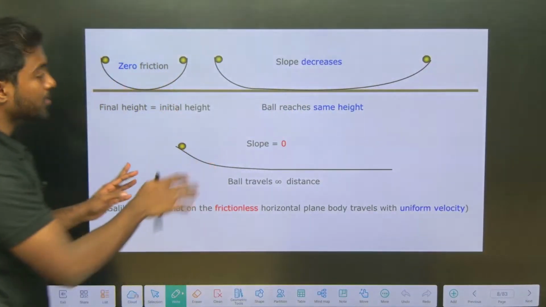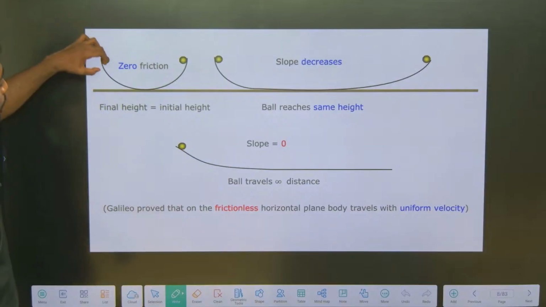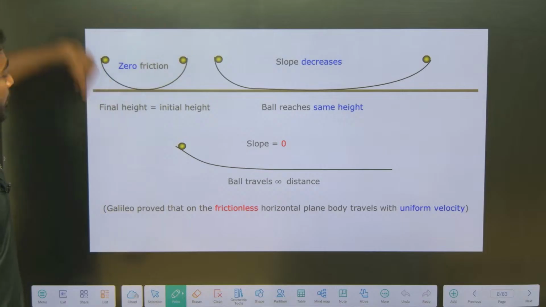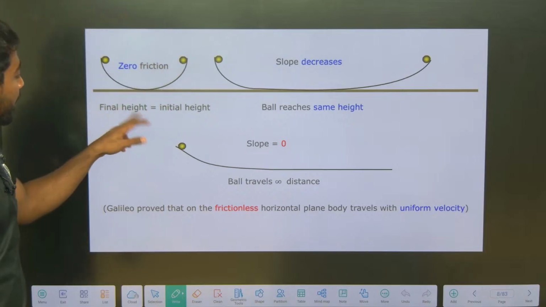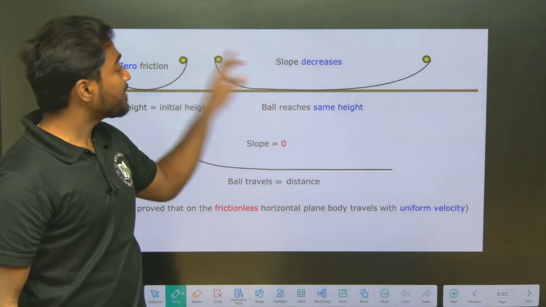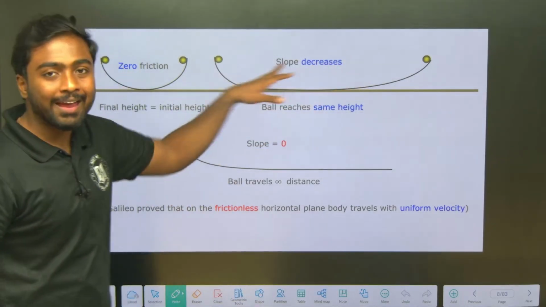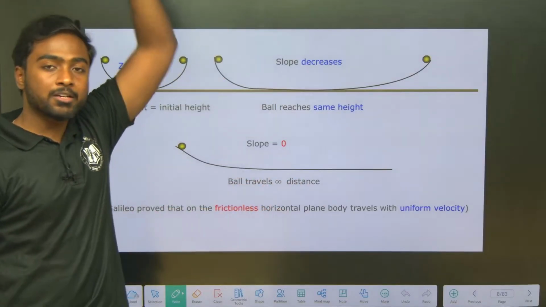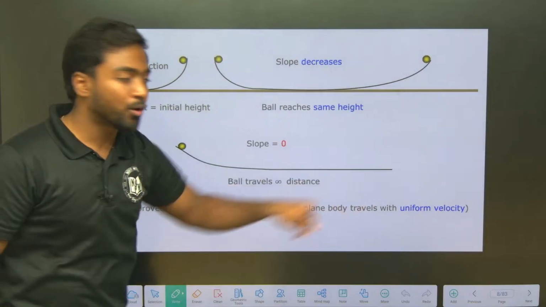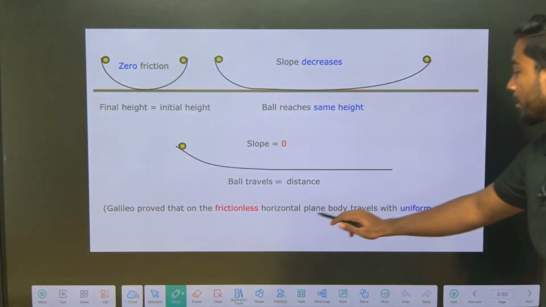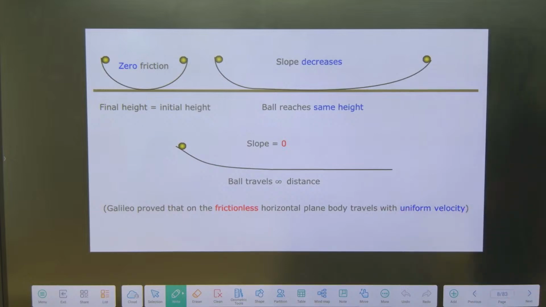Okay, zero friction. If I keep a ball over here, the ball will go up to this height, and again it will return back. So again it will oscillate like this. The final height will be equal to the initial height. Here the slope decreases, but the ball reaches the same height because there are no external forces acting. Here also the slope is 0, so the ball travels an infinite distance until an external force acts on the ball. So Galileo proved that on a frictionless horizontal plane, a body travels with uniform velocity.